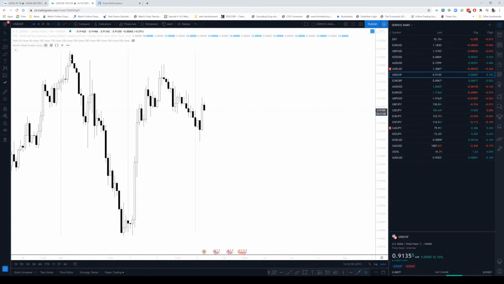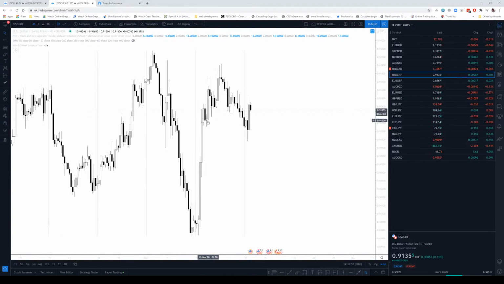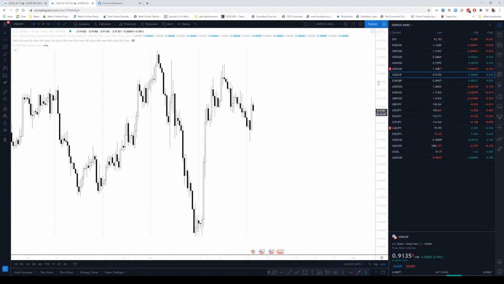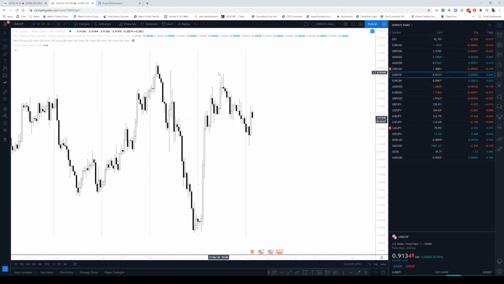Looking at this today, over the weekend, I was quite surprised they didn't take out this high and they left it here. Sometimes you need to think, why did they leave price here? Why didn't they go up here? That's the question I was asking myself over the weekend. Why didn't they go up here and decide to reject up there and then come back down?